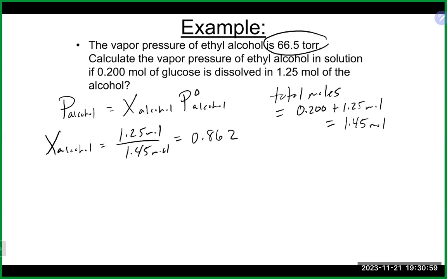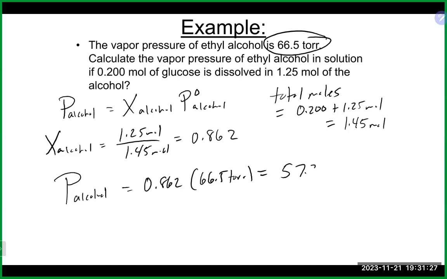We have our vapor pressure of our ethyl alcohol, and in this case, you don't have to convert it to anything. You can leave it in torr. So the vapor pressure of our alcohol solution is going to be 0.862 times our 66.5 torr, basically about 86% of that. That looks like 57.3 torr would be our vapor pressure of the solution that has the glucose in it.